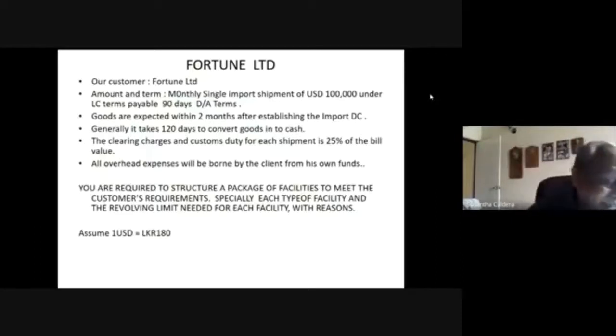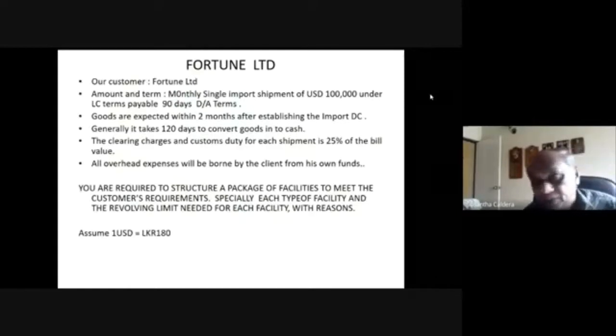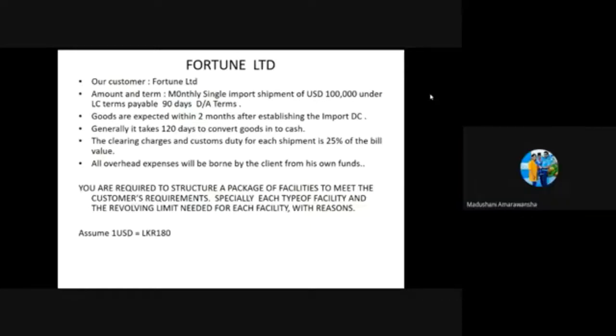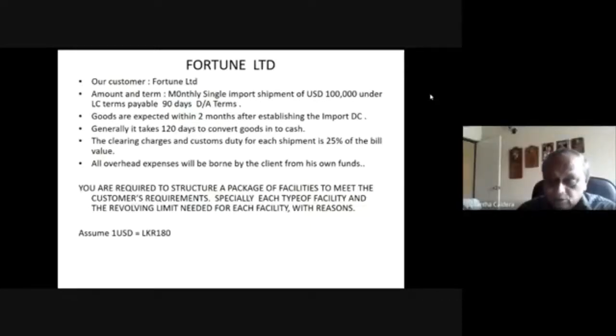Right. Okay. Then facility number 2, revolving acceptance facility, US dollars 100,000 into 3, US dollars 300,000. Therefore, US dollars 300,000 into 180 here. LKR 54 million.